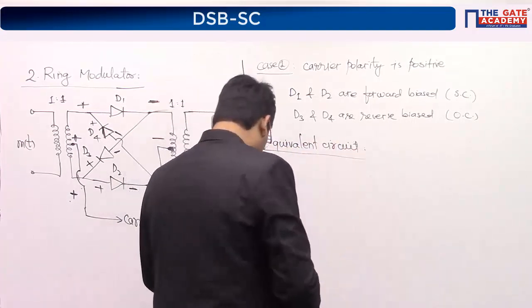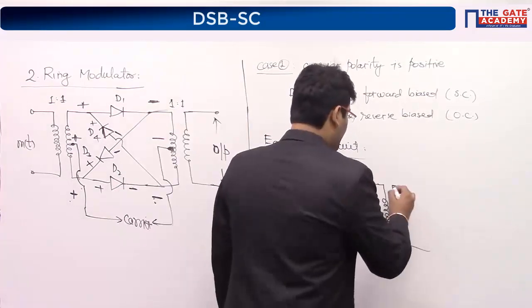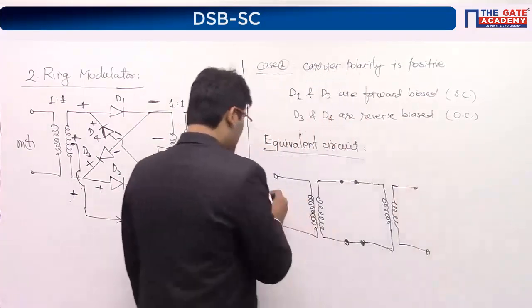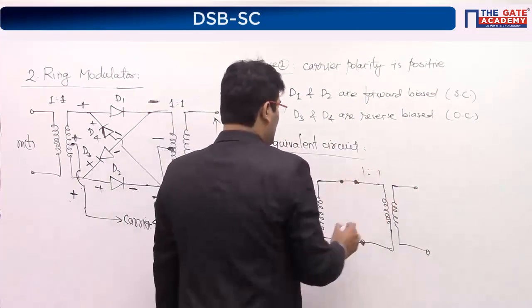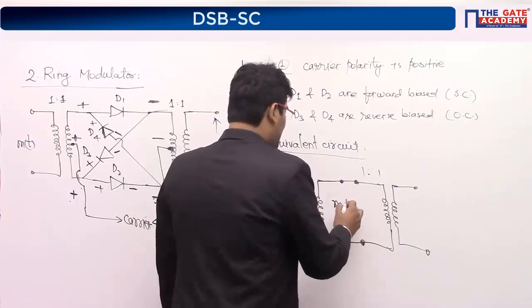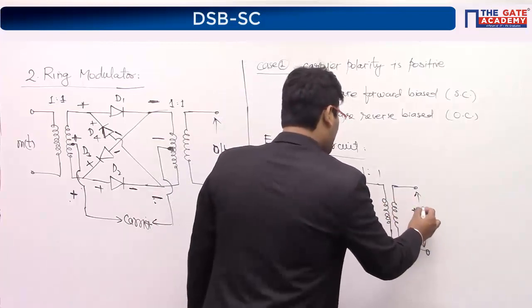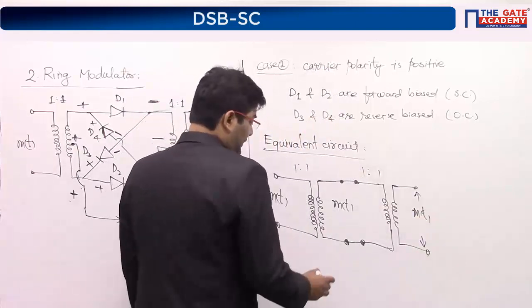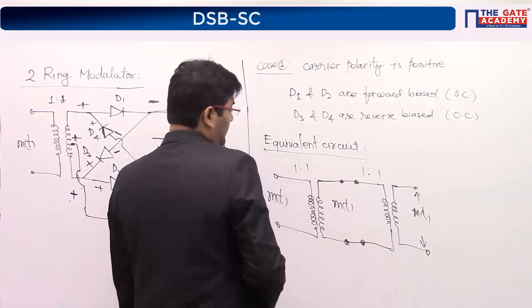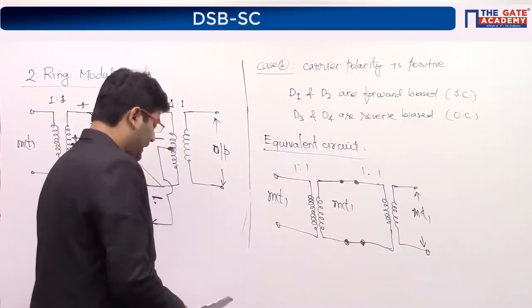So the equivalent circuit will look like this. This is m(t), turns ratio 1:1. So this is m(t), and the output is also m(t). No problem? Because anyway this is plus, right? So the output is also m(t). There's no problem. Correct, guys?